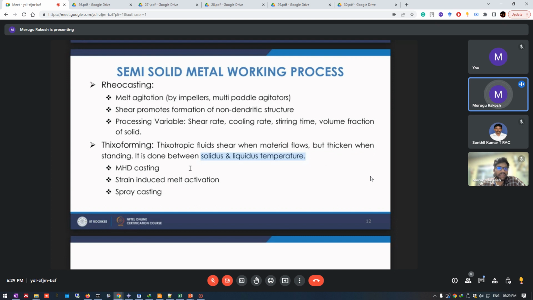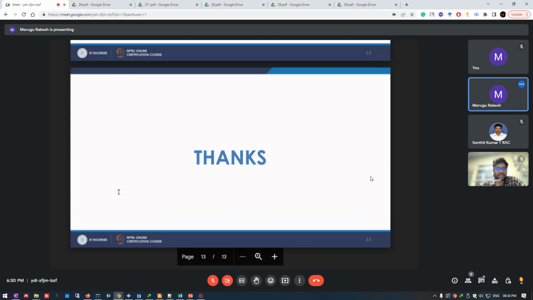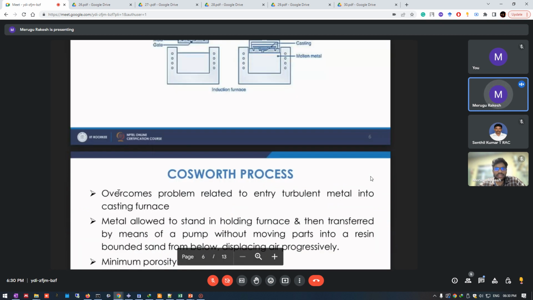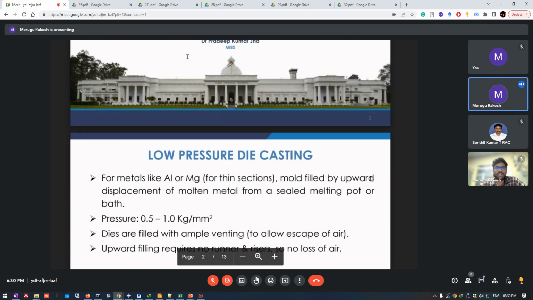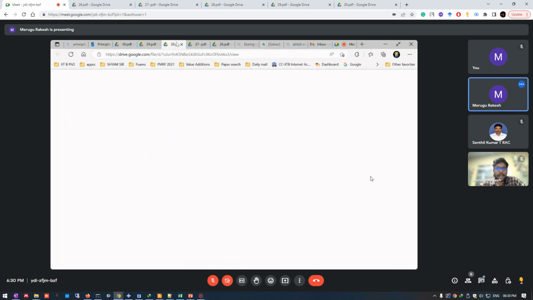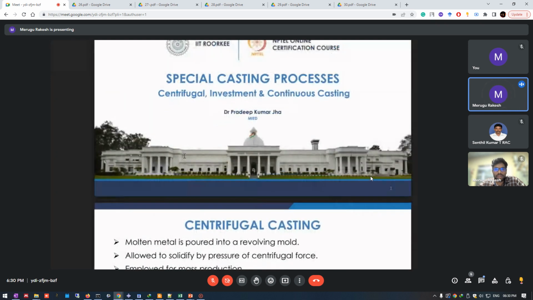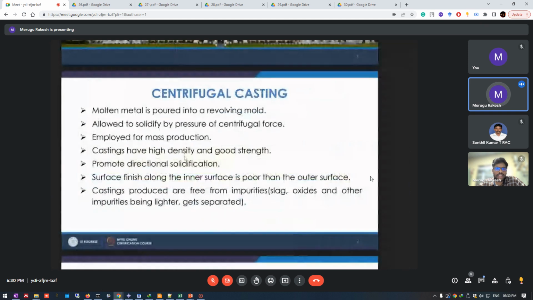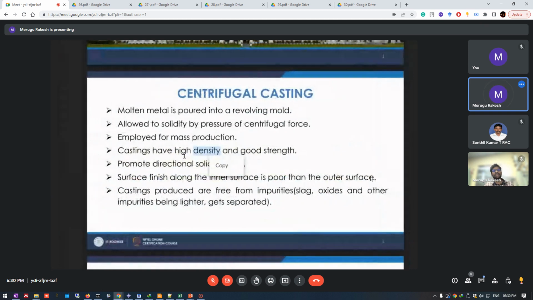So these are the different types: MHD casting, strain induced melt activation, or spray casting. These are the different types of thixoforming. So these are some more special casting processes that we are discussing. Then comes the other casting process, that is centrifugal casting, followed by investment casting. These are the two other main special casting processes.